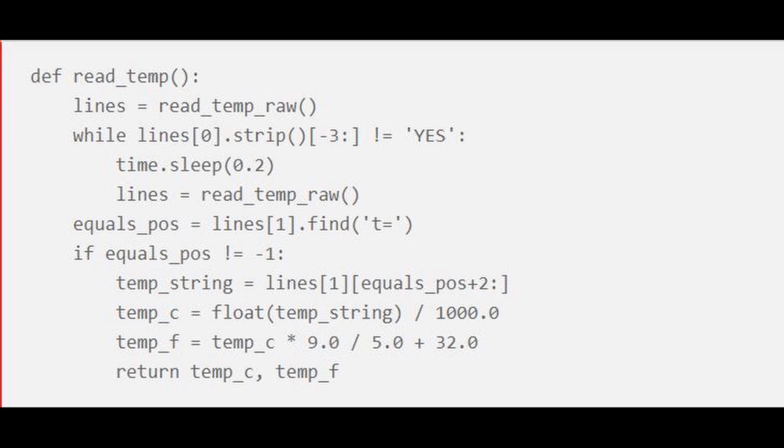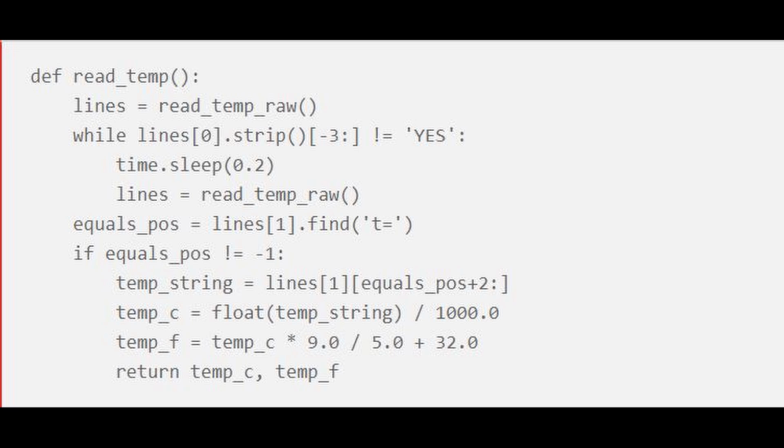Once we have the line, we simply get all the numbers that are after the t=, and this is done at lines[1][equals_pos+2:]. equals_pos is the start position of the temperature t, and we add 2 to the position so that we actually get temperature numbers. We then convert the number into both Celsius and Fahrenheit temperature. We return both of these to the code that called this function.